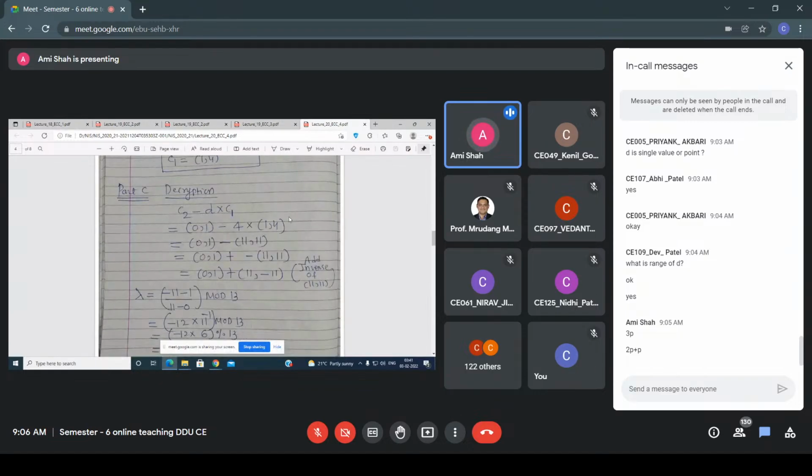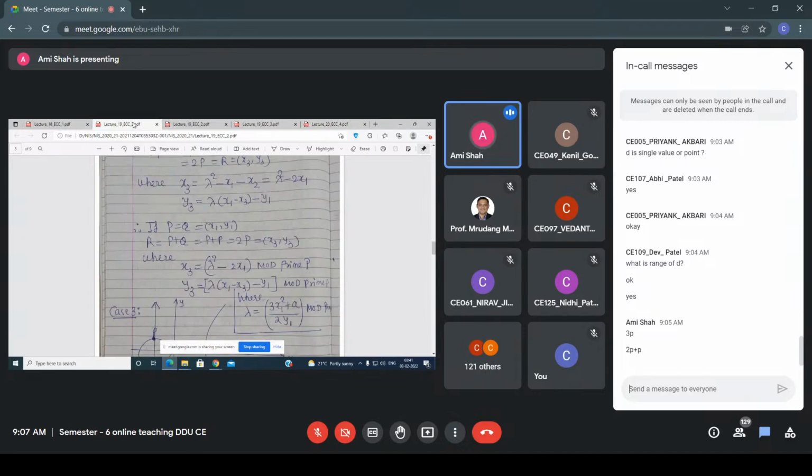And what about the decryption? C2 minus D into C1. So C2 is 0 1, minus D, that is 4 multiplied with 1 4. So again that is 4p, and for that you have to use that function. Then see the scenario now: here it's 0 1, and instead of minus I am writing plus and then this sign.